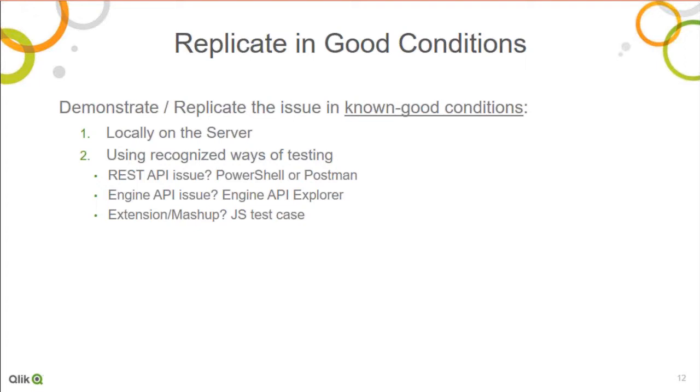So for instance, if you're having an issue with the REST API, use a REST client such as PowerShell or Postman. If you're having an issue with the Engine API, use the Engine API Explorer in the Dev Hub. This is a tool that is known to work and is used to connect to the API of the engine. Or if you're having an issue with an extension or a mashup, put together a JavaScript test case to isolate the API and demonstrate what is not working.